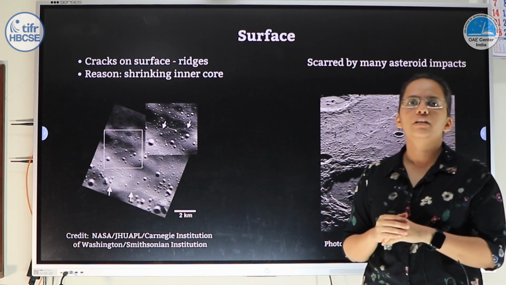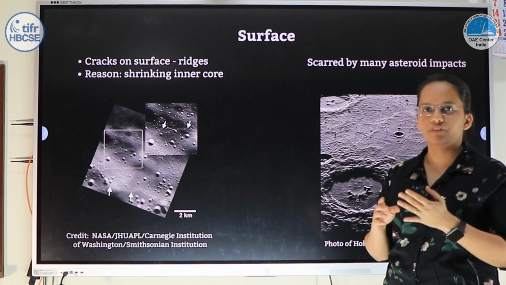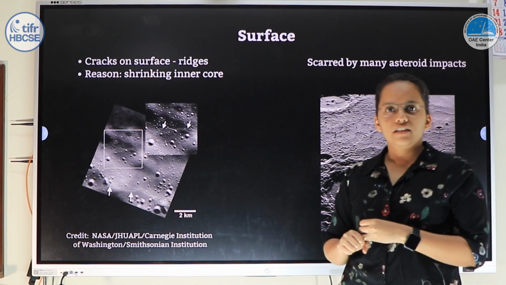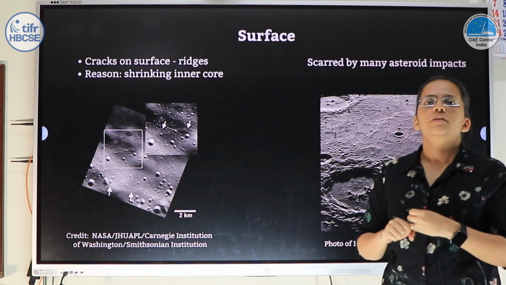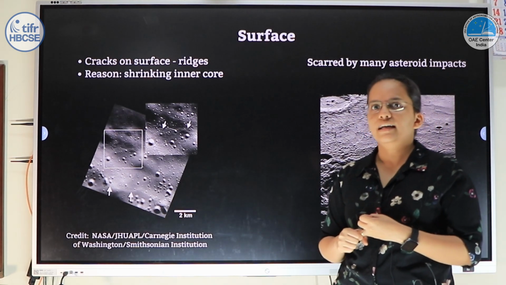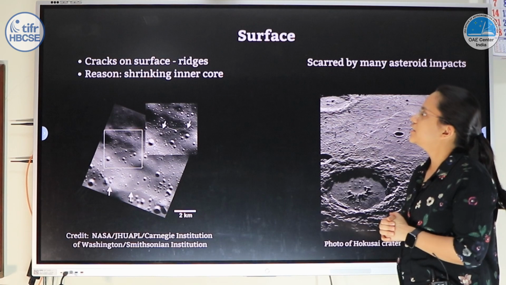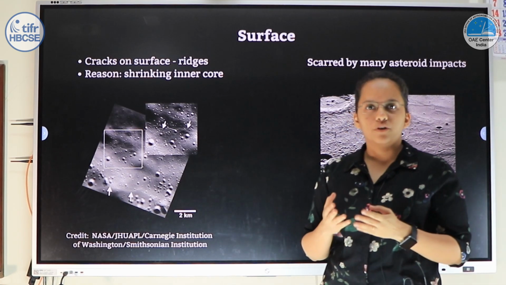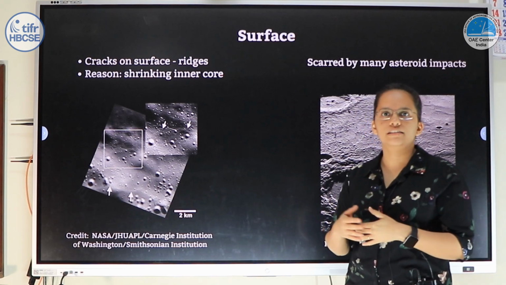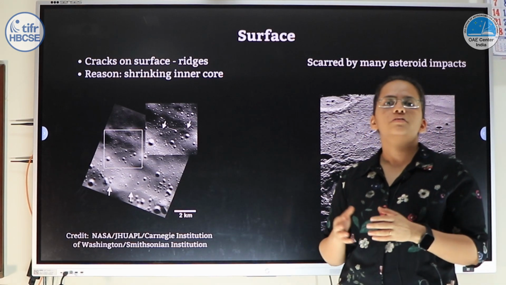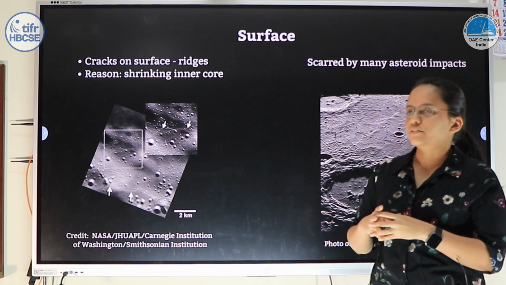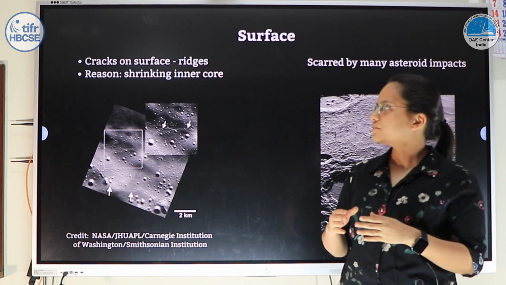Now surface of Mercury is not very plain, it is made up of cracks, it has many impact craters. The impact craters are majorly because of the asteroids or meteorites that fall on the surface of Mercury, and the cracks are because when Mercury was formed after a few million years it started cooling, and because of which its core started shrinking, and hence there were many cracks, there were many ridges that formed on the surface of Mercury.